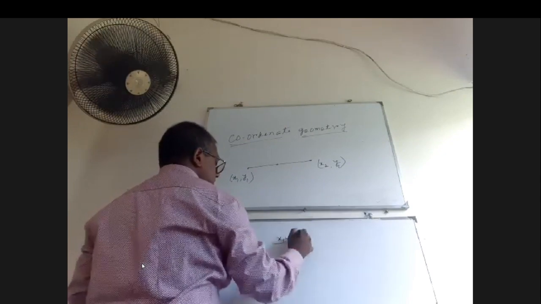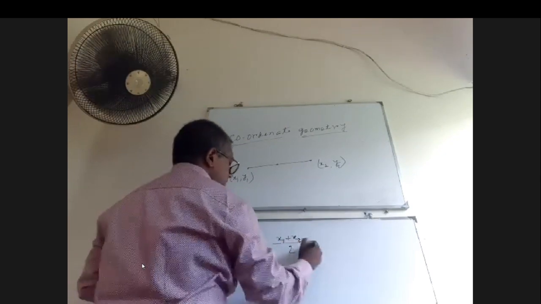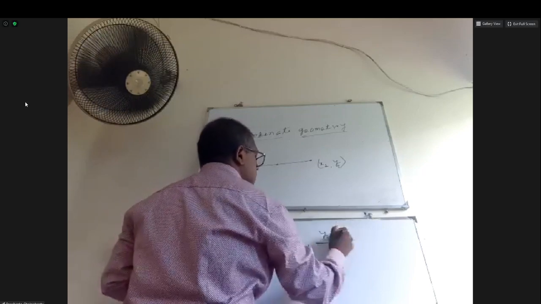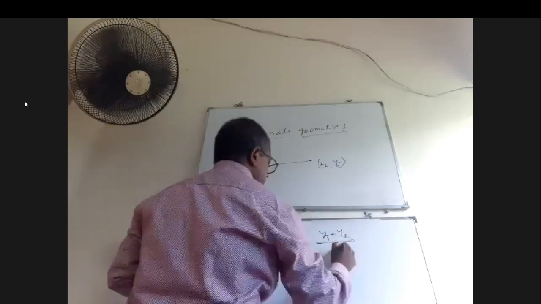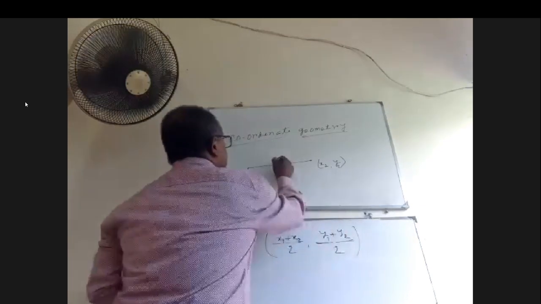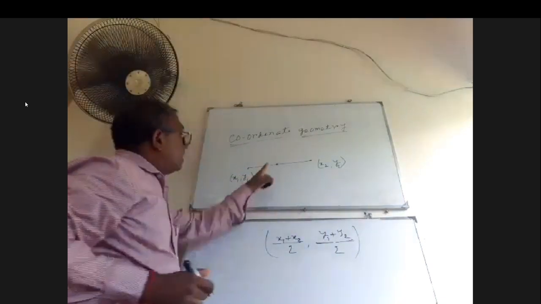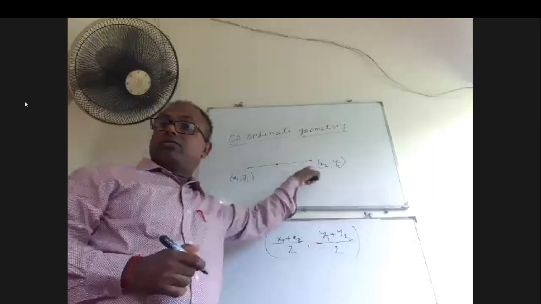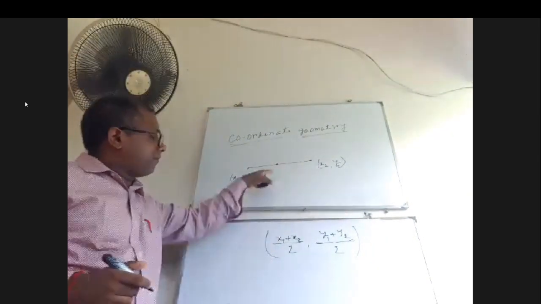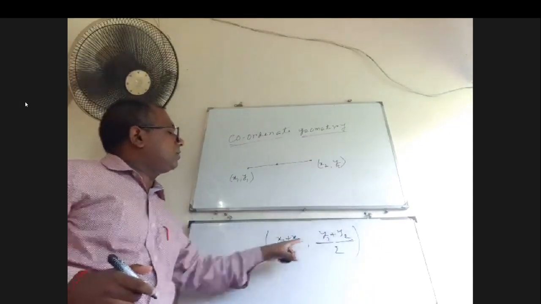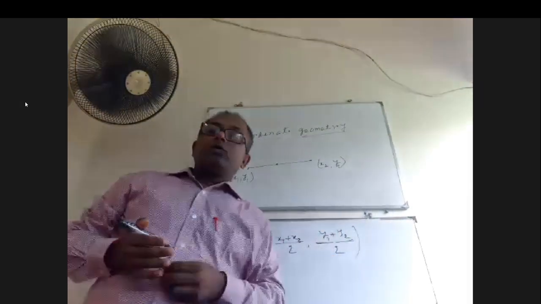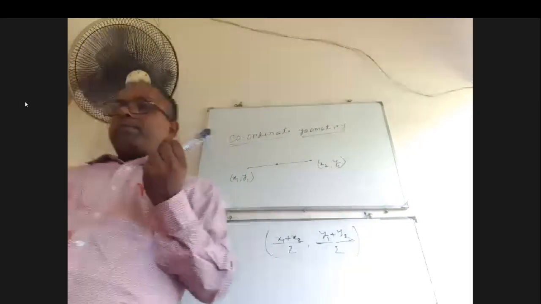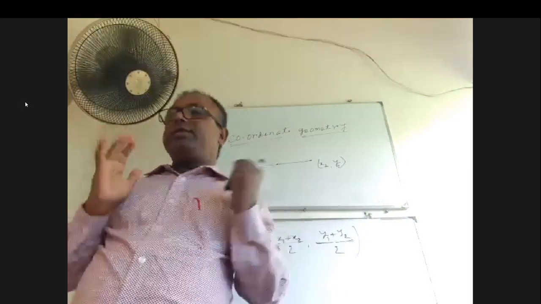(x1 plus x2) divided by 2, (y1 plus y2) by 2. If this point is the middle point of this line segment, then its coordinates are ((x1 plus x2) by 2, (y1 plus y2) by 2). Do you understand, friends? Any problem? Please be quiet and listen to me.